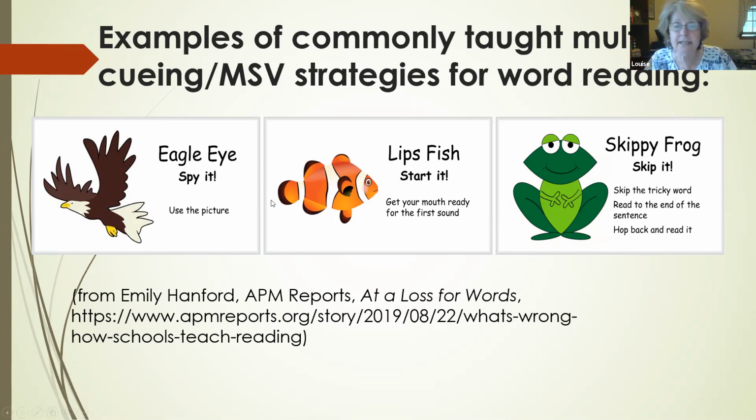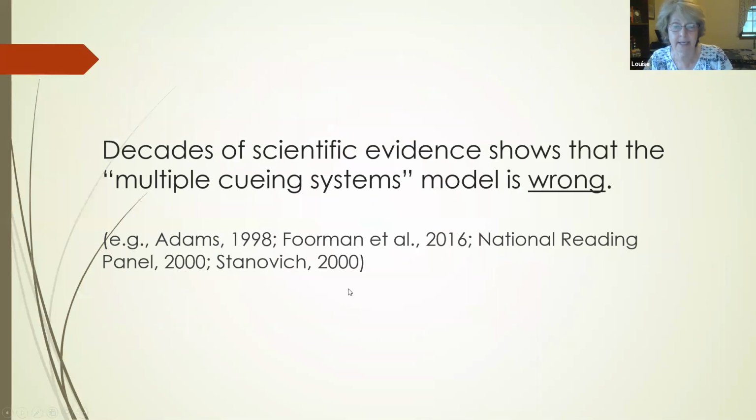Emily is a journalist, not a reading researcher, but her work is very based in reading research, and she explains the problems with MSV and the implications better probably than anybody I've ever seen. She has really good clear explanations for a general audience. And so she has these graphics that come from Emily's article and show examples of MSV strategies that come from the web, like Eagle Eye, use the picture, or Skippy Frog, skip to the end and hop back, and get your mouth ready for the worst first sound, which I'm not even really sure what that means.